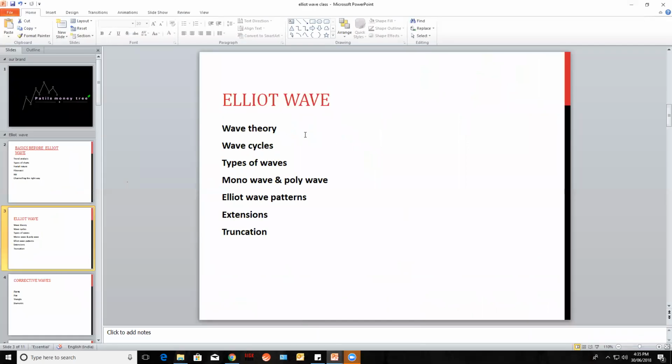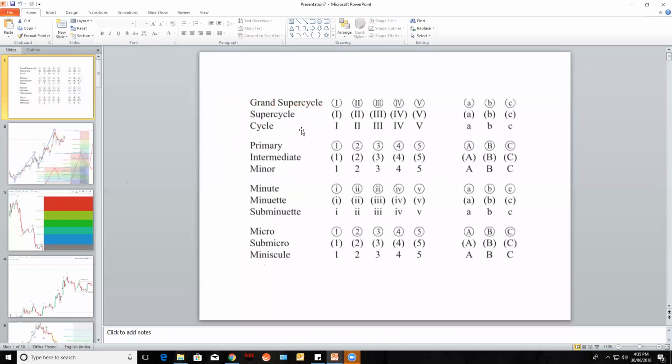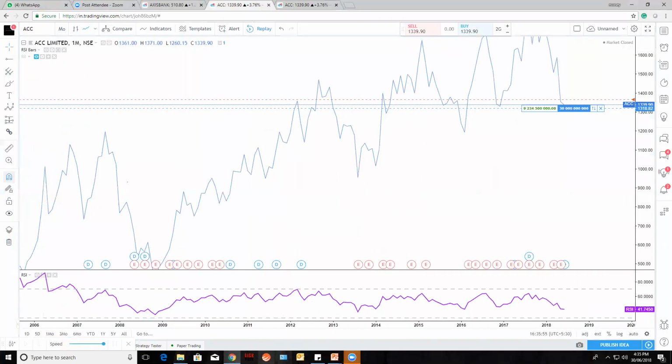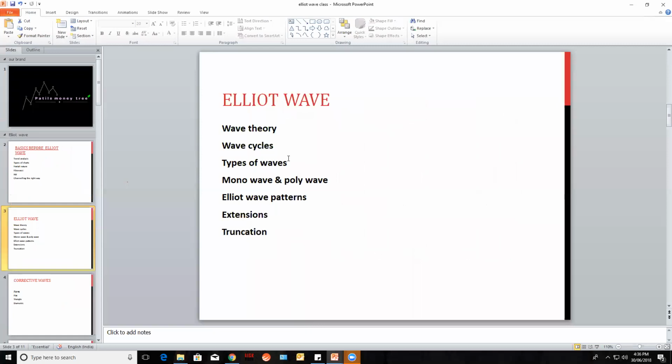So up to now, you learned about what wave theory is and what the wave cycles are, that is grand cycles, super cycles, primary cycle, intermediate cycles, which you have seen here. It's grand cycle, super cycle, cycle, primary cycle, intermediate cycle, minor cycle, minor, minute, subminute. These are the wave cycles. After that, you learned the types of wave, that is a corrective wave and an impulse wave, mono wave and a poly wave. Now we are going to learn what the Elliott wave patterns are.